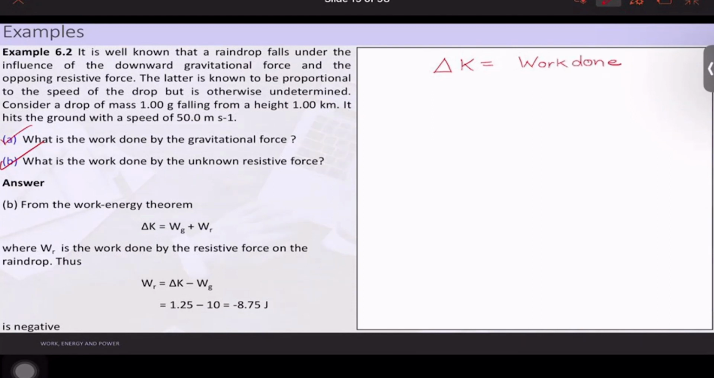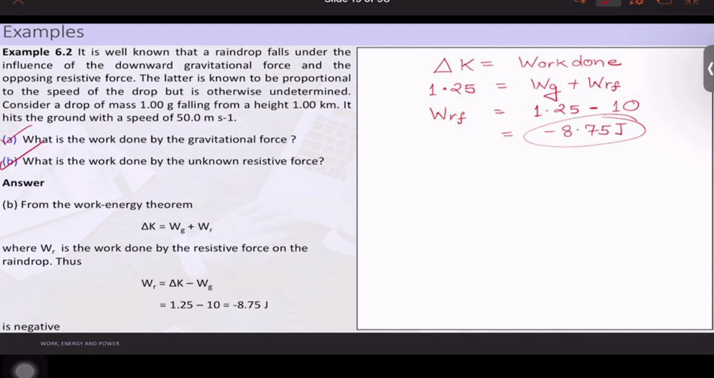Correct? What is the change in kinetic energy? Change in kinetic energy is nothing but equal to 1.25. Correct? That is nothing but equal to the work done due to gravitational force and work done due to your resistive force. Okay. So what is work done due to resistive force? This work done due to resistive force will be nothing but equal to 1.25 minus 10, which is nothing but equal to minus 8.75 joules.